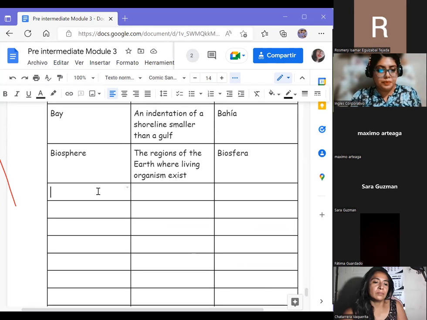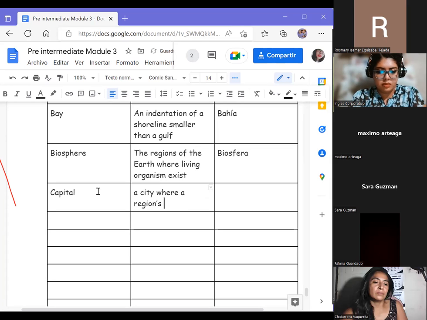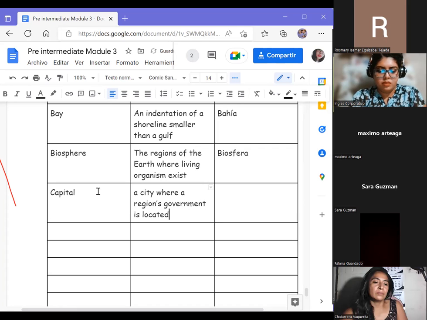Then we have another one. And we have a capital. And in this case, we're not talking about the letters in which we use the capital letter. In this case, we're talking about a place. And it says that it's a city where a region's government is located. And we have the meaning, that is kind of the same, capital. La capital de un país.